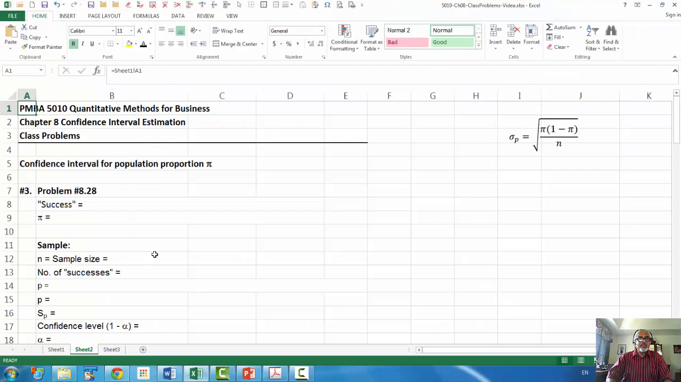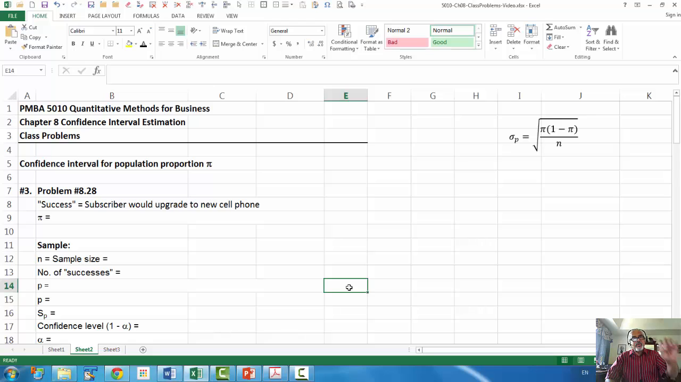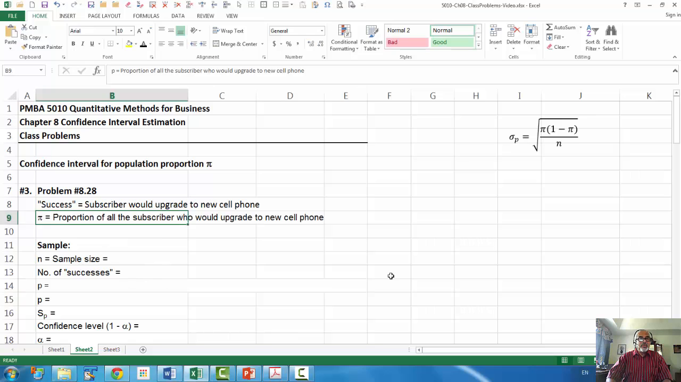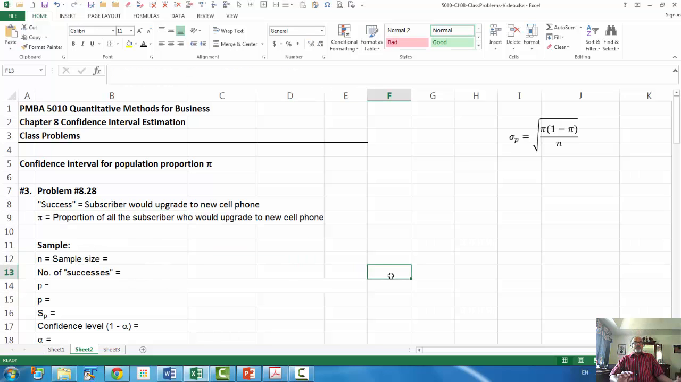So let's start with defining terminologies. Okay, we always start with that. So first we have to define what success in this binomial context is. So here, a subscriber would upgrade to the new cell phone. So that is success. So then pi is the proportion of all the subscribers who would upgrade to the new cell phone with the new features. Okay, so that is the context.